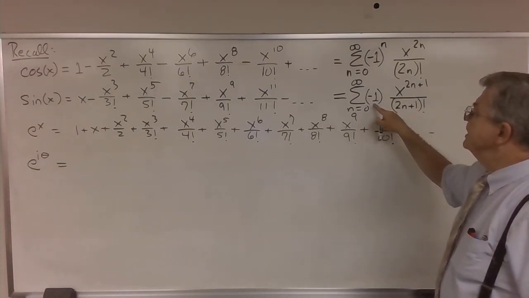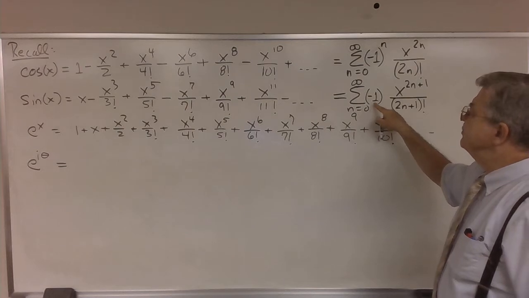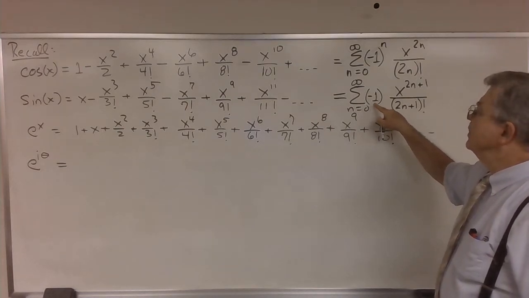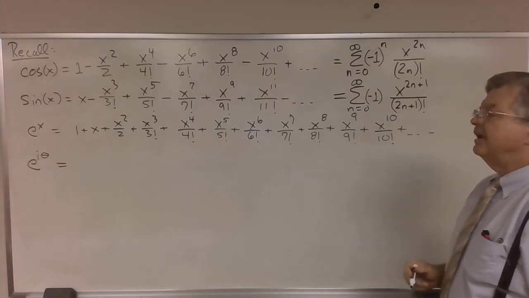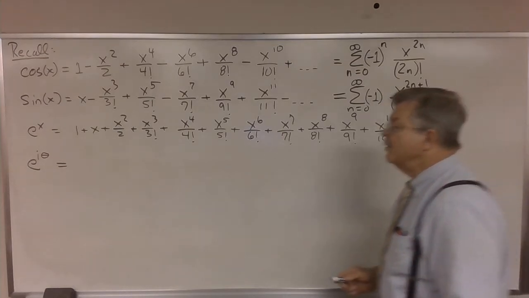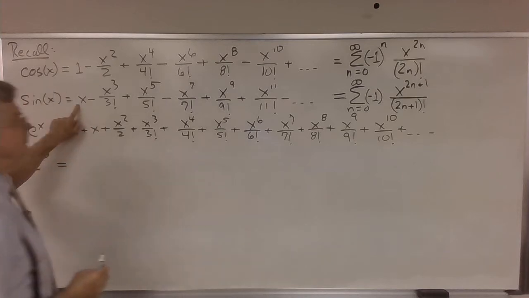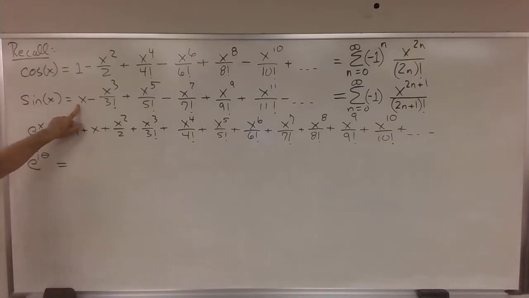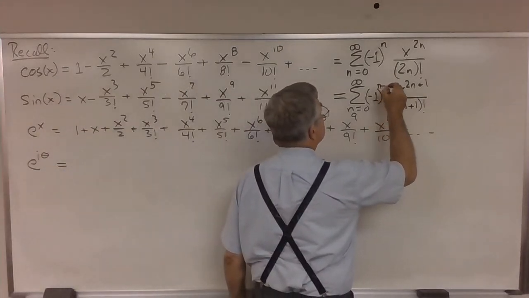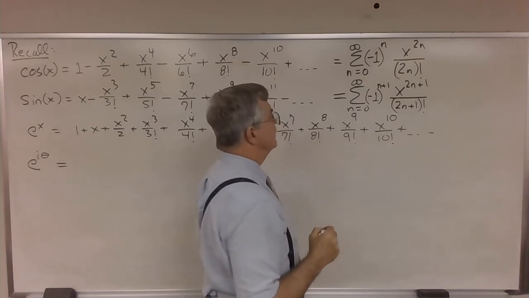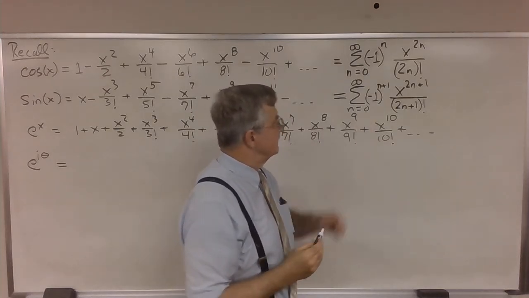What's it going to be here? When n is 0, we want -1 to be raised to a power that makes it +1. When n is 0, we want a plus sign here. And when n is 1, we want a minus sign here. I'm thinking n plus 1. That's what I'm thinking. Let's see if it works.